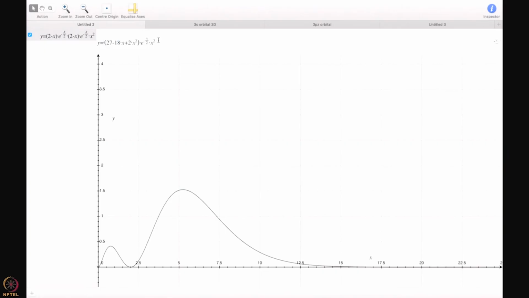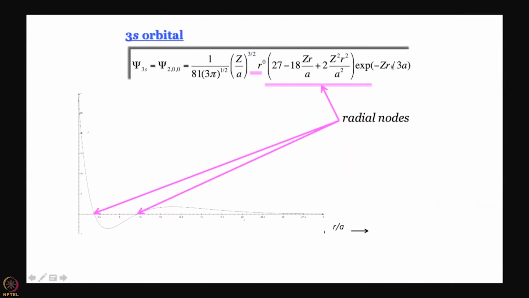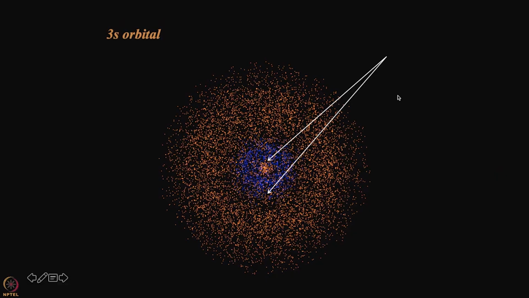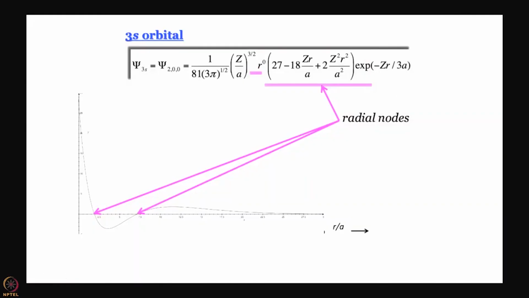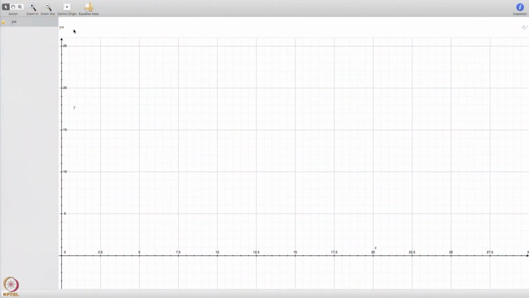And while doing all this, let us not forget that this factor is multiplied by an exponential term, and I will take you back in case you have not noticed what the exponential term is. The exponential term is e to the power minus zr by 3a. For our purpose we will set z to 1, a to 1, it will be z divided by 3. Let us see. So, we have seen the functional form for the 3s orbital.